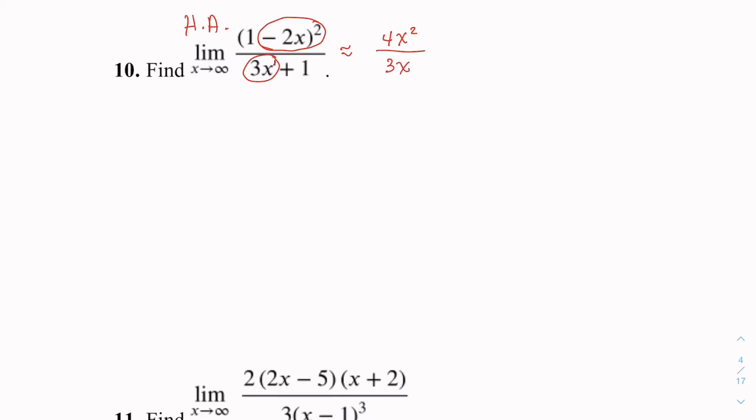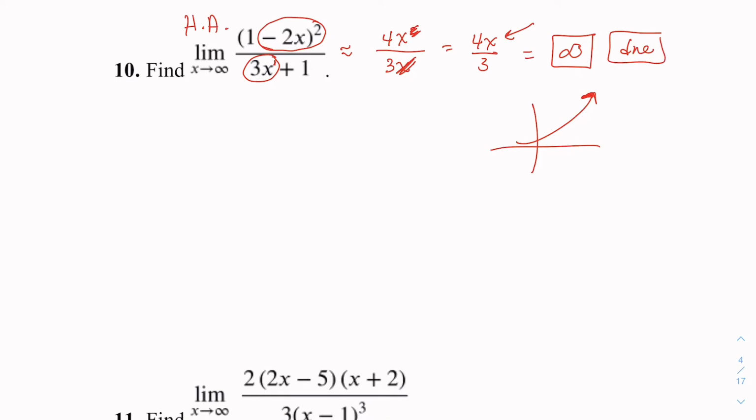Now notice, if I were to cancel my x's, I'm left with an x on top, meaning that as x approaches infinity, the top is growing much, much faster. So this would become infinity, is my answer. Or you could say does not exist. There is no asymptote, after all, if it's growing forever. So either of these answers is acceptable.